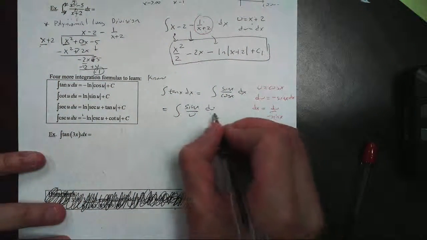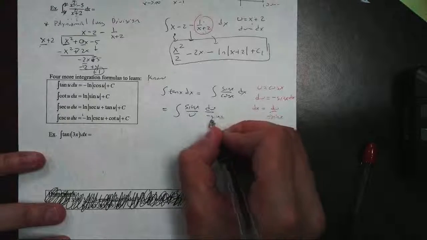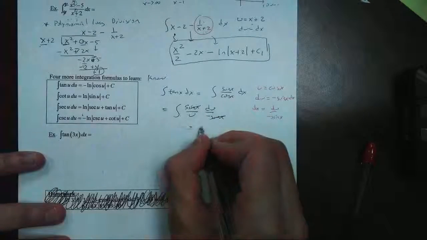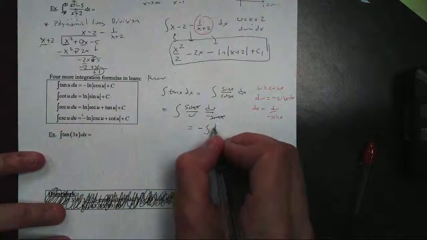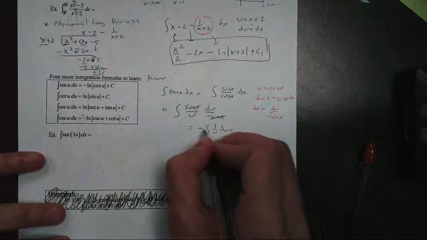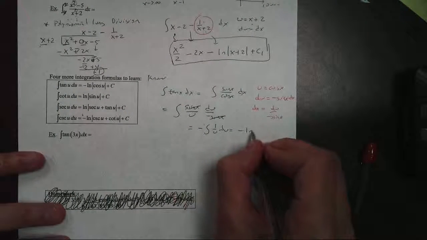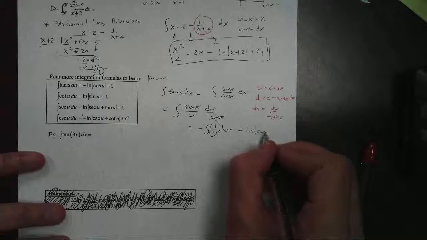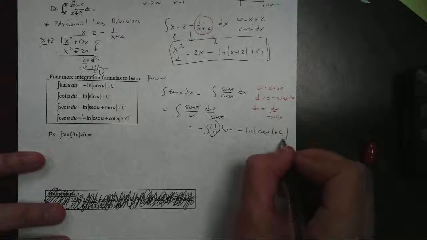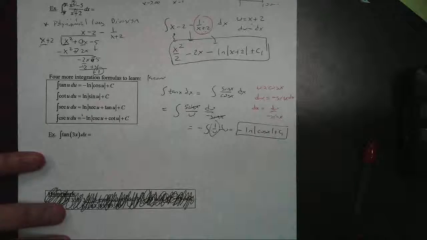Scratch that one. Du over negative sine of x. Cancel, cancel. And what we're left with is the negative 1 over u du. And we know that this becomes negative the natural log, because the antiderivative of 1 over u is natural log of u, which we know is cosine of x, plus c1. And there's our proof for tangent.